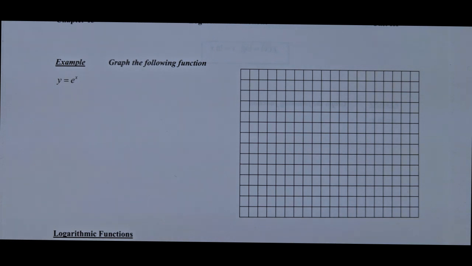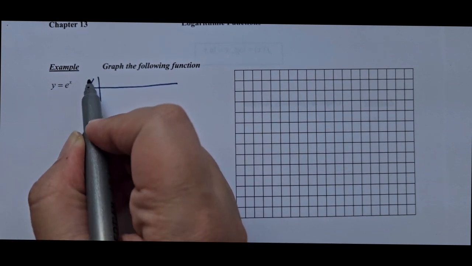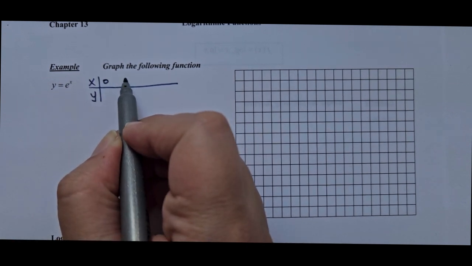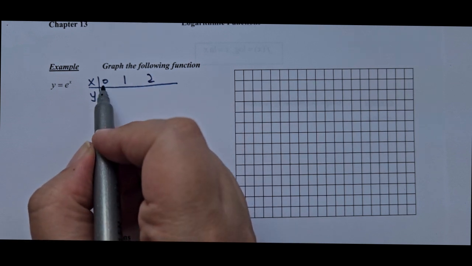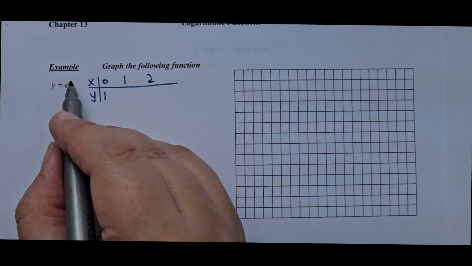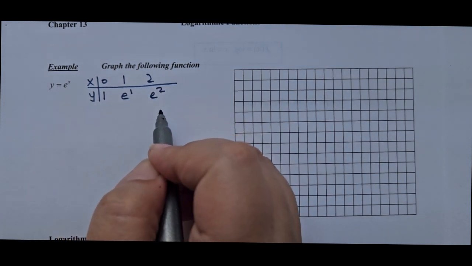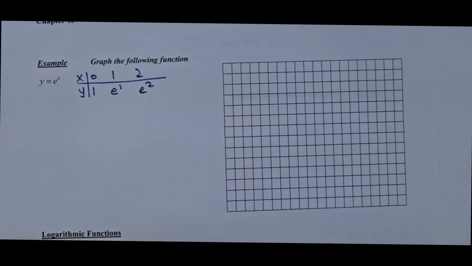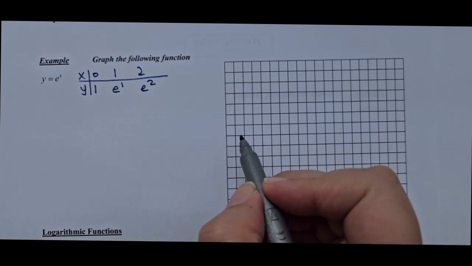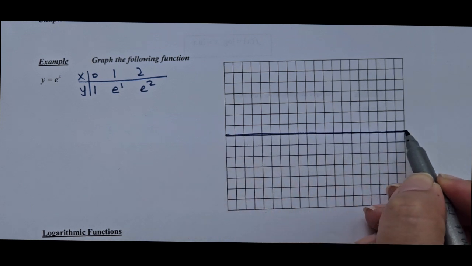Remember, for any function, if we want to graph it, we go x, y: x is 0, x is 1, x is 2. If I put x as 0, the answer would be 1. If I put x as 1, that would be e to the power 1, then e to the power 2. You can put these values in your calculator and get the value. Then we just have to create our x and y axis.